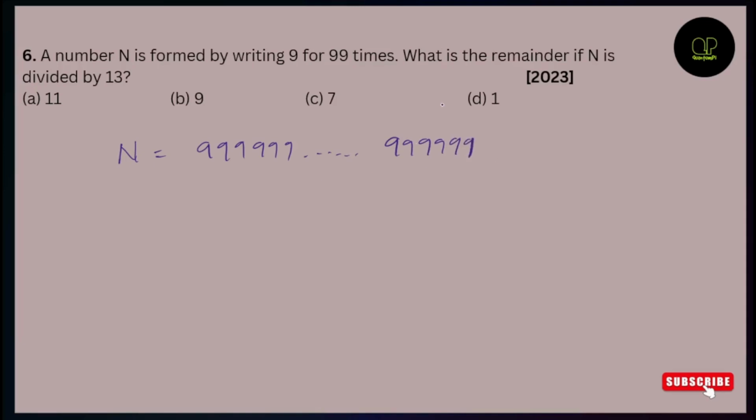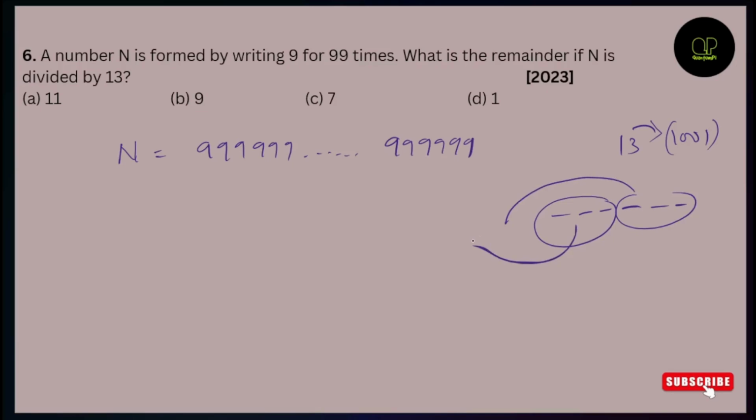So this is 99 times. What is the remainder if n is divisible by 13? So the 13 divisibility rule is the same as the 1001 divisibility rule. What is 1001? Take 3 digits as a set. You add this and you subtract this, right?